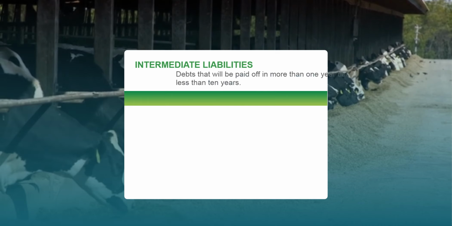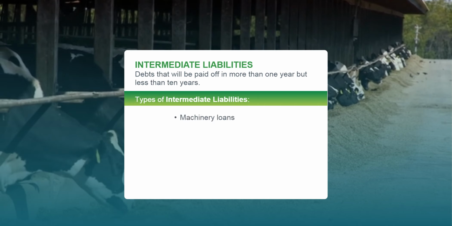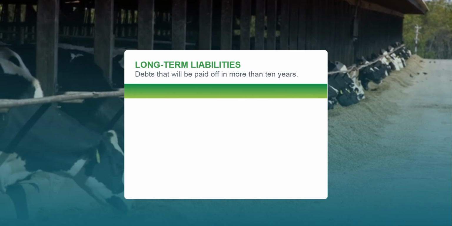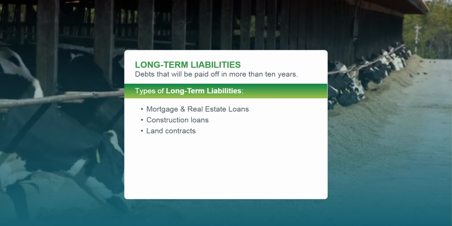Intermediate liabilities are debts that will be paid off in more than 1 year but less than 10 years. Intermediate liabilities include machinery loans, life insurance loans, car loans, and student loans. Long-term liabilities are debts that will be paid off in more than 10 years. These include mortgage and real estate loans, construction loans, and land contracts.